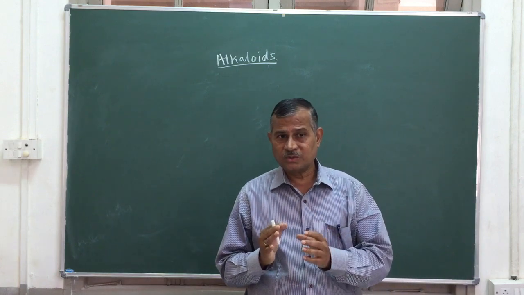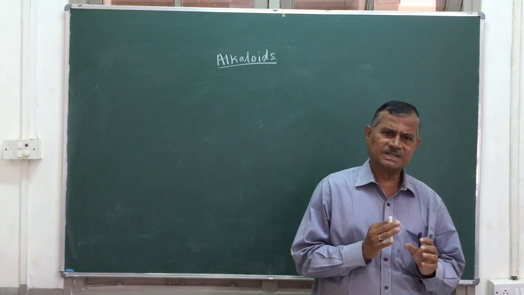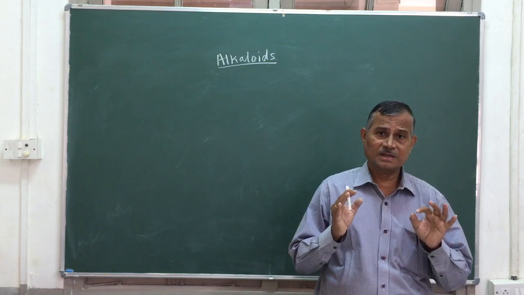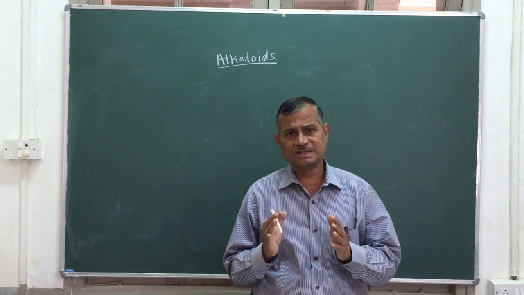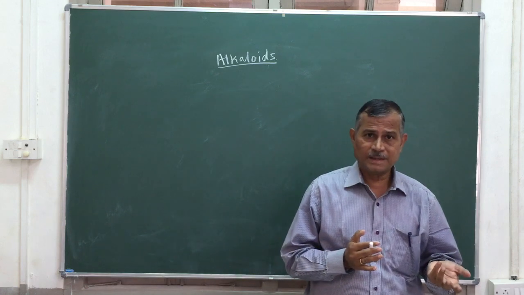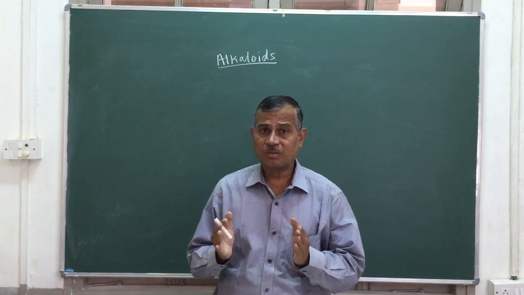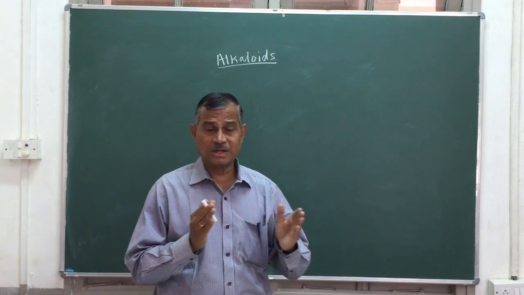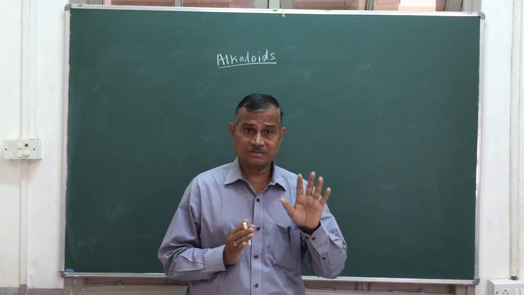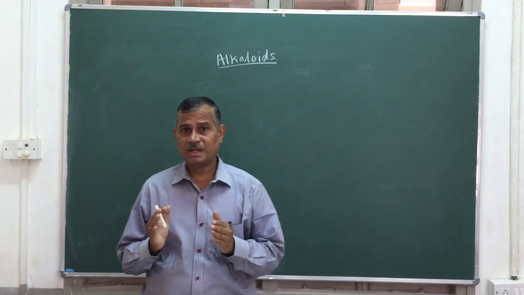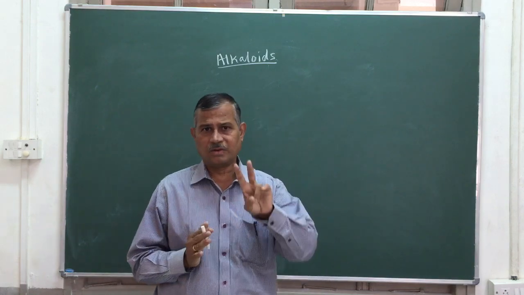The fraction which is collected at 166 degrees Celsius is the pure coniine. Pure coniine is collected at 166 degrees Celsius by fractional distillation, so you get the pure form of coniine. So coniine is isolated from the hemlock herb. This may be asked for 2 marks: how is coniine isolated? Give the isolation of coniine for 2 marks.